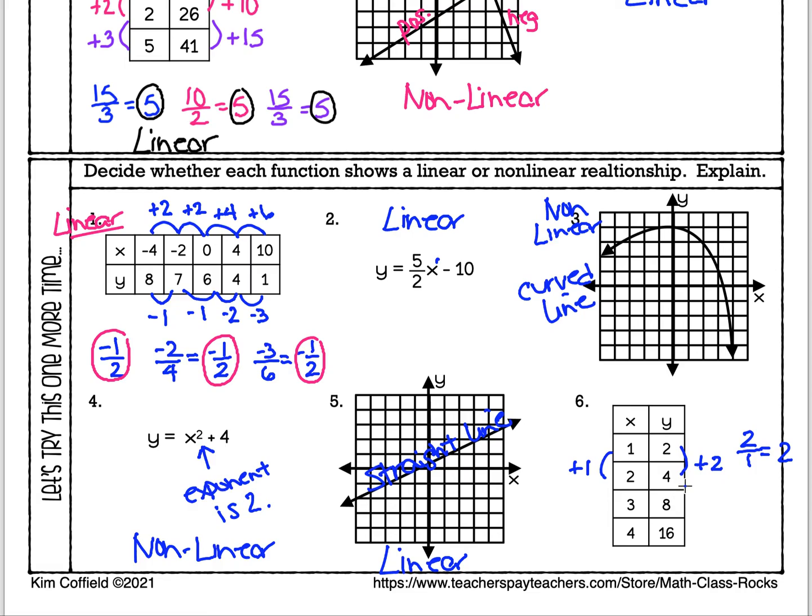Then I'm going to check my next one. I've got a +4 here, and on this side I've got a +1 again. Uh-oh, I think there's a problem, because if we do 4 over 1, that equals 4. Different, right? These are different. They're not the same. One's a 2 and one is a 4. So these are definitely not the same rate of change. So this is going to be non-linear. And the reason is because 2 does not equal 4, right? These are different rates of change.